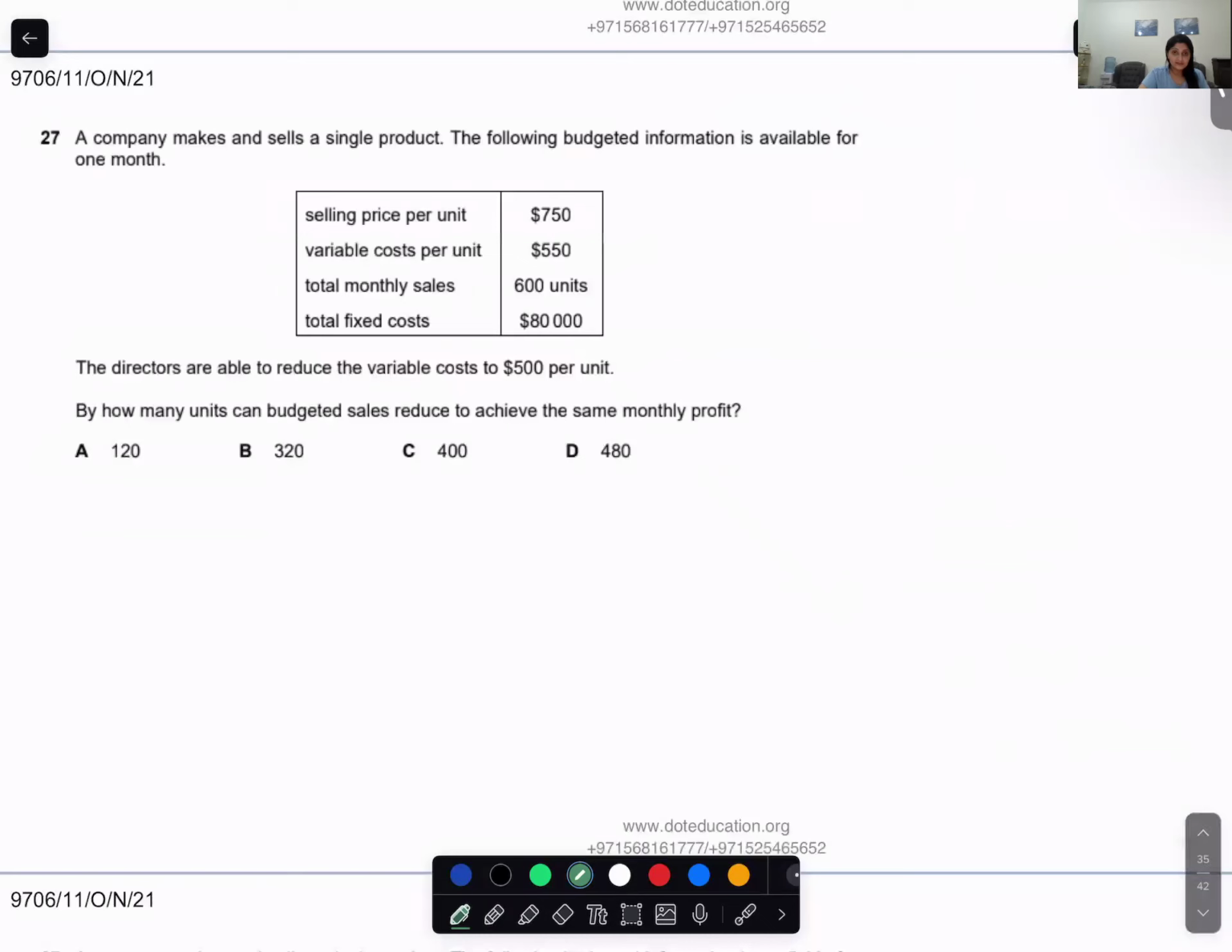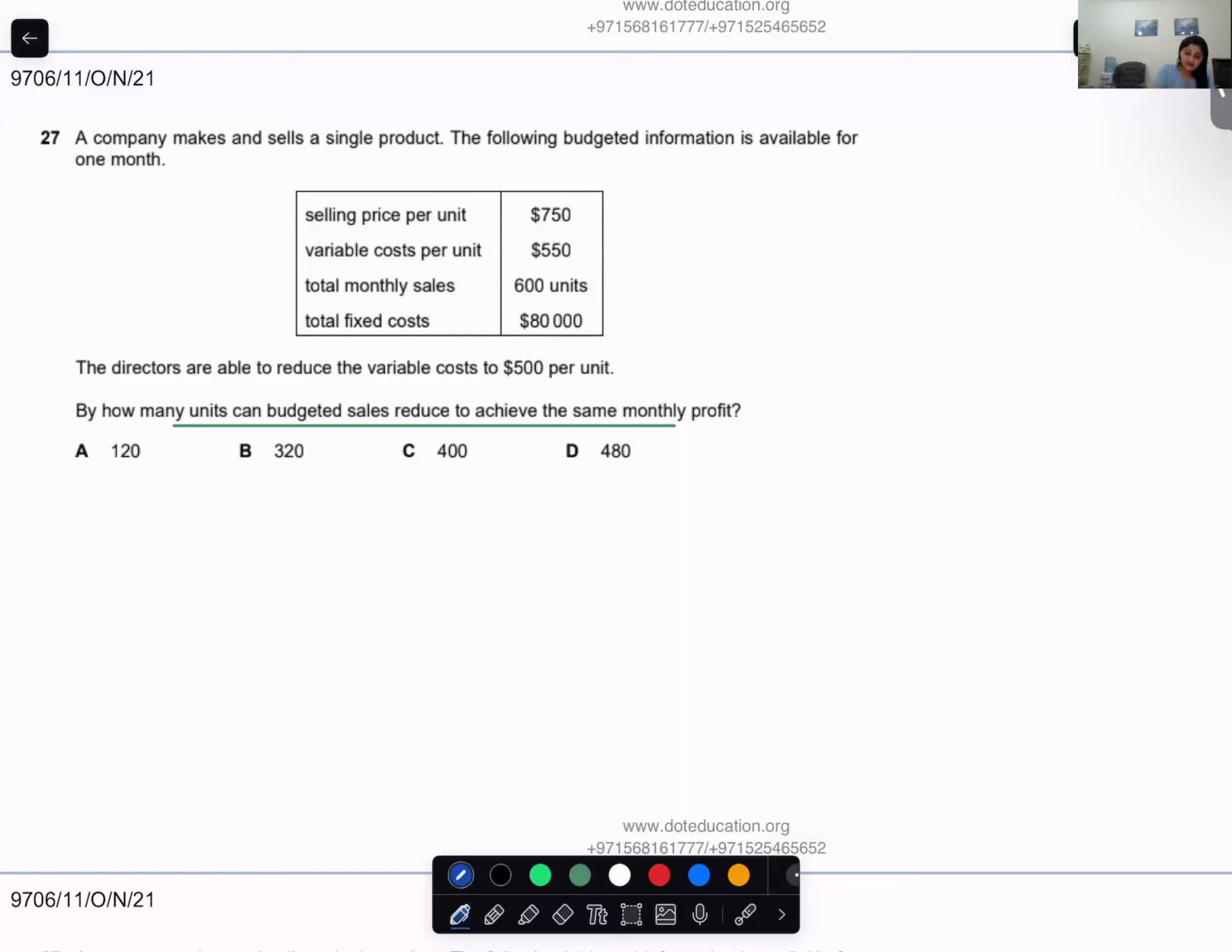We go to the next one. Yes, miss. Read the next one. A company makes and sells a single product. The following budgeted information is available for 1 month. The directors are able to reduce the variable cost to 500 per unit. By how many units can budgeted sales reduce to achieve the same monthly profit? So you want to know that if you are able to reduce your variable cost to 500, by how many units your budgeted sales should reduce and you want to achieve the same profit.